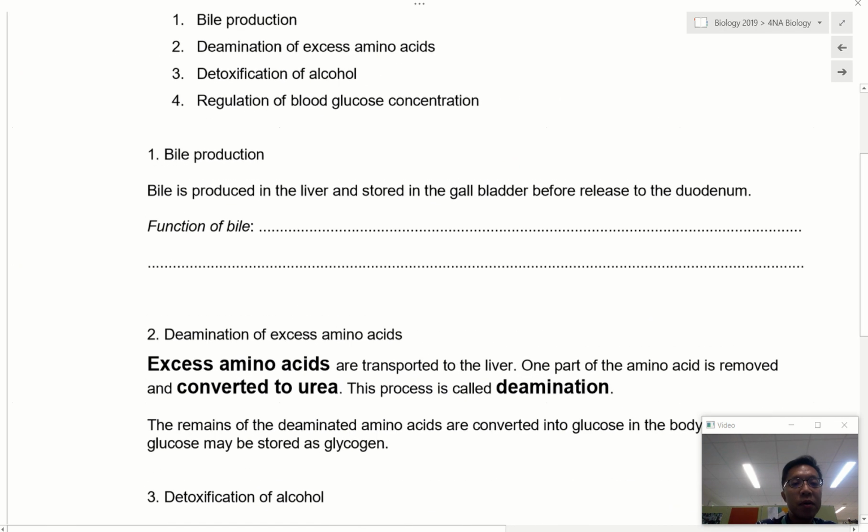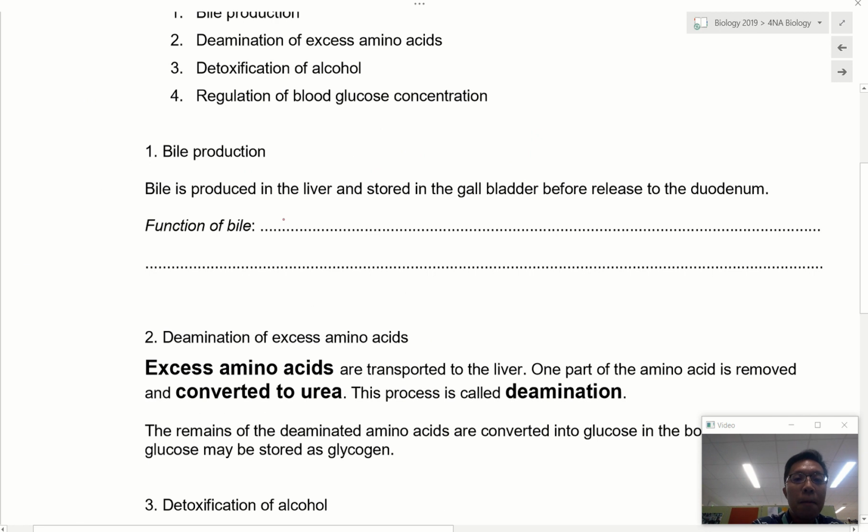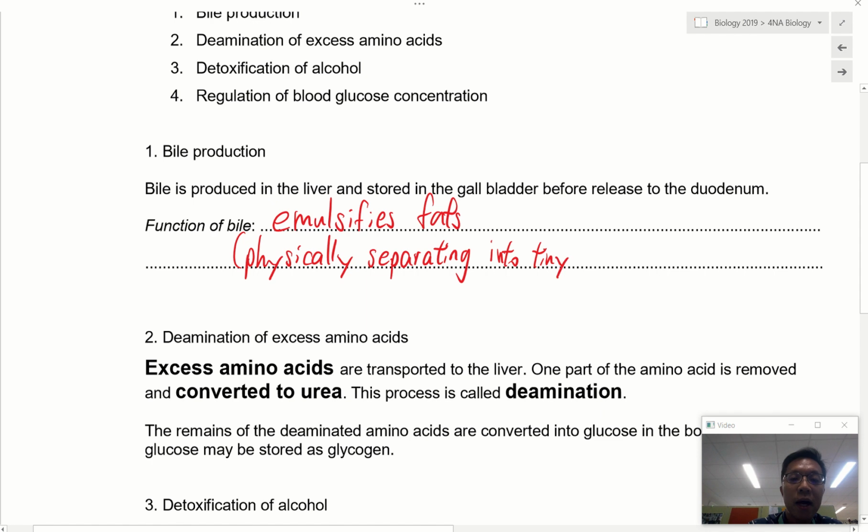So if you remember, what does the bile do? Bile basically just emulsifies fats, so physically separating the fats into smaller droplets. Maybe if some of you are still confused about what emulsification is, it is a physical separation, not a chemical process. The fats become smaller droplets so that there's a higher surface area to volume ratio.